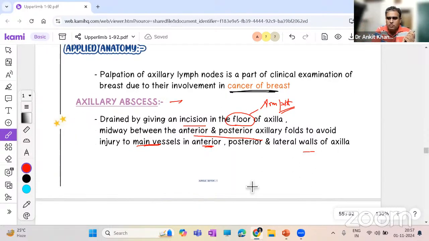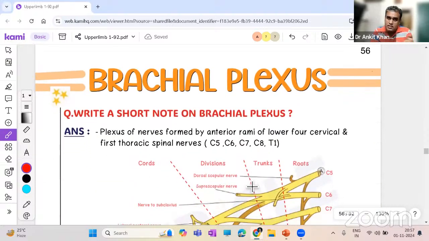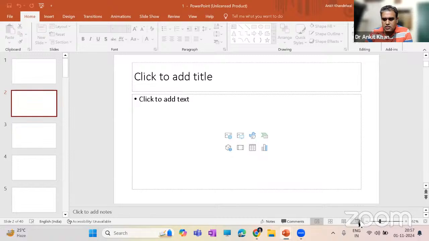Okay, so this is also important. Okay, let us now come to the brachial plexus. A nerve part over here. So let us discuss the brachial plexus first of all, and then we will come to its various notes part. Guys, a very, very important topic is the brachial plexus. Be with me for the next 10 minutes.